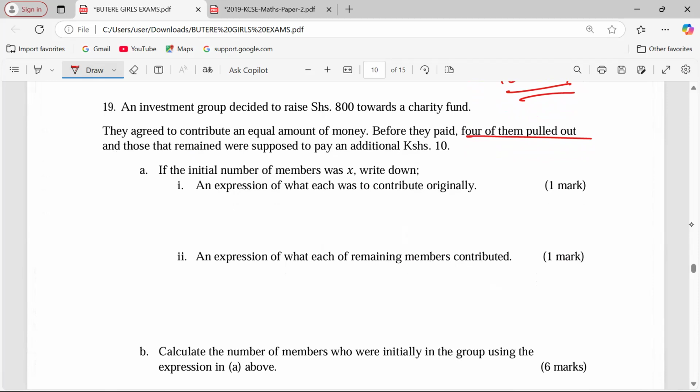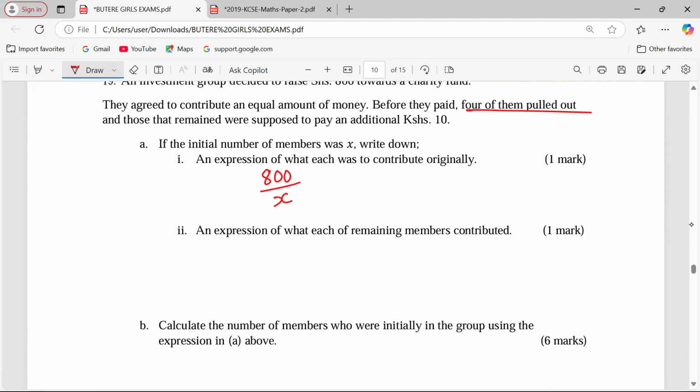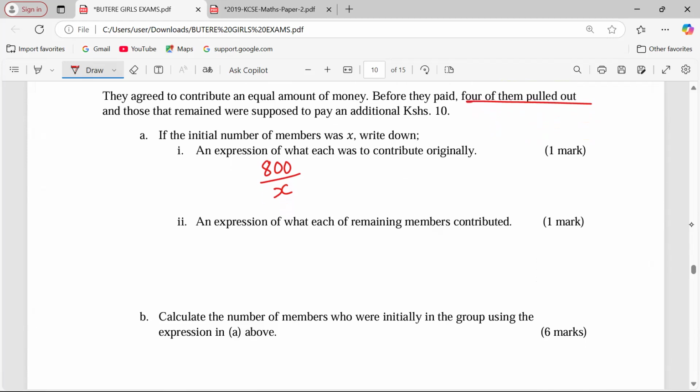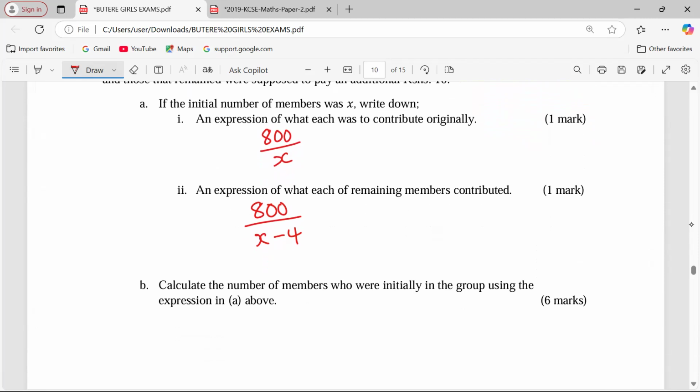that if the initial number of members was X, write down an expression of what each was to contribute originally. So each was supposed to give a total of 800 and they are X. So each was to give 800 over X Kenya shillings. Then another expression of what each of the remaining members contributed. They are supposed to meet the target of 800. And now we are told that 4 of them pulled out. So they became X minus 4. So we divide the amount to be contributed by the number of contributors. Initially, they are X. But now finally, they are becoming X minus 4. So that is the expression that the examiner wanted.